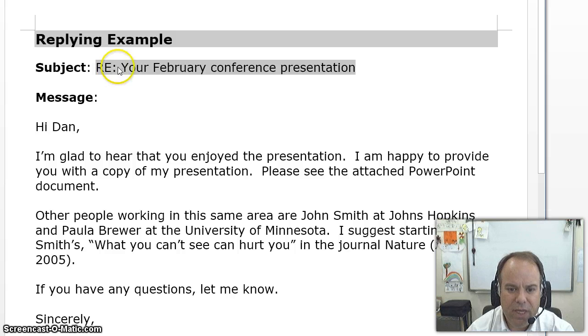And RE is usually added in a lot of email systems. If it's not, you might want to do it yourself, but I'm assuming in your system it is. It's standard. So that's a reply, and it uses the original subject heading. Now this is another reason why it's important to have a good descriptive subject heading, because you're going to have to live with it for a while.